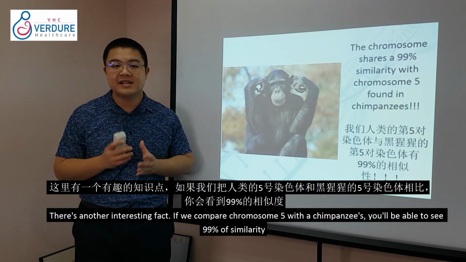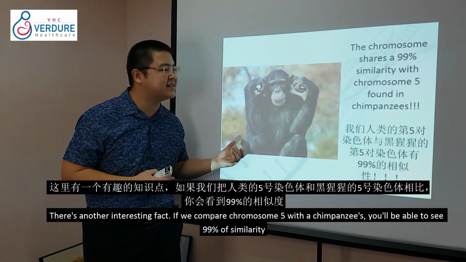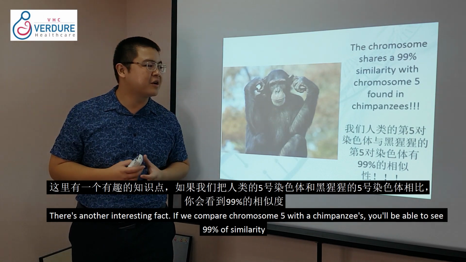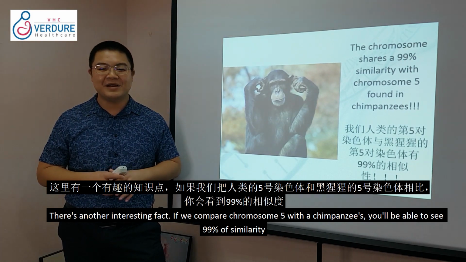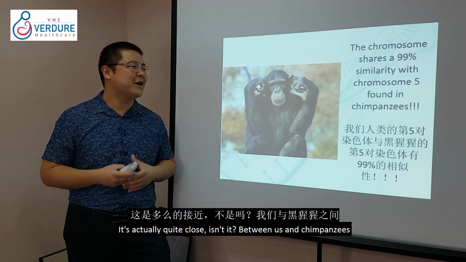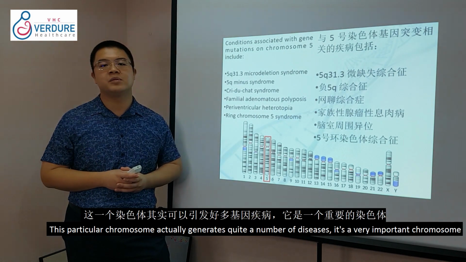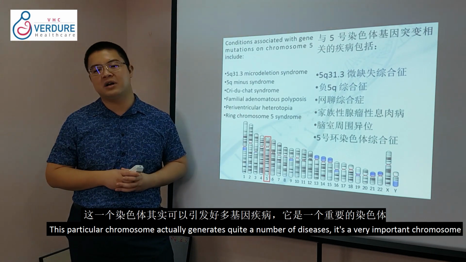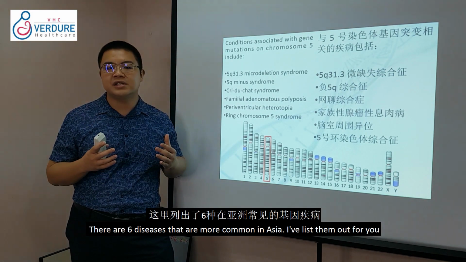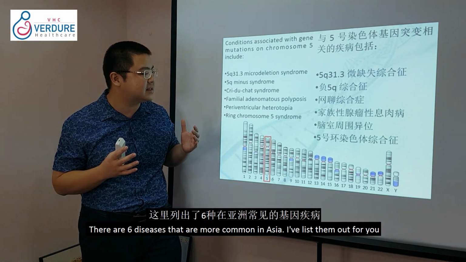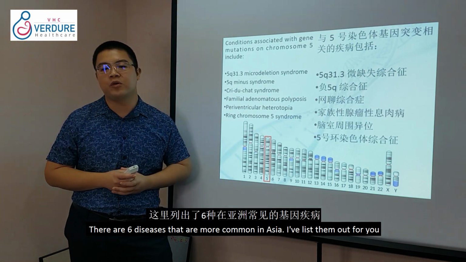There's another interesting fact. If we compare chromosome 5 in a chimpanzee with human chromosome 5, you'll see 99% similarity. So it's quite close, isn't it, us and chimpanzees. This particular chromosome generates quite a number of diseases. It's a very important chromosome. There are around 6 diseases that are more common in Asia, so I'll list them for you.